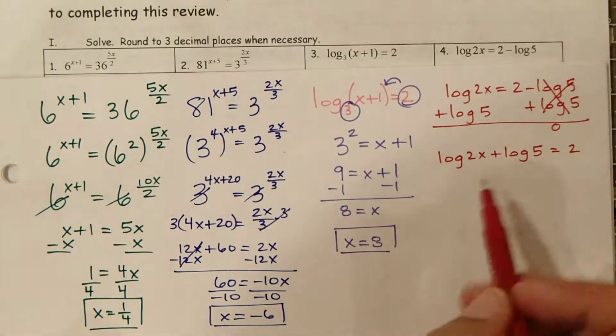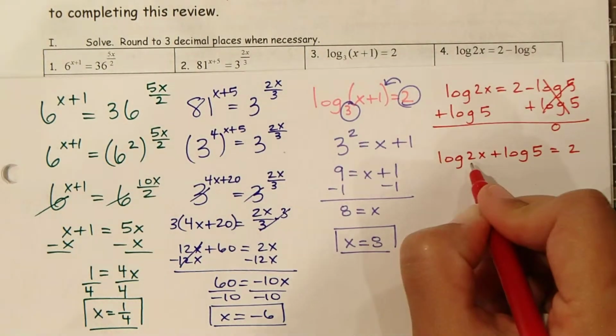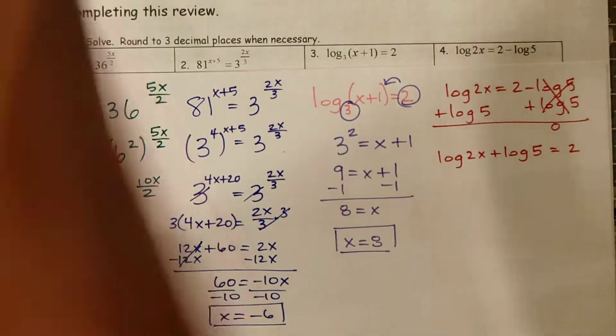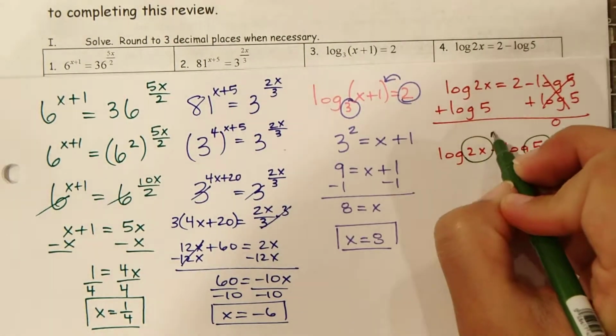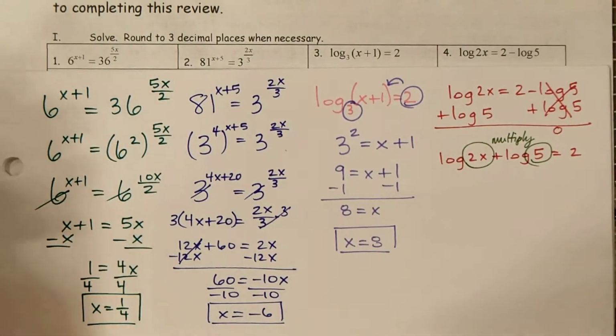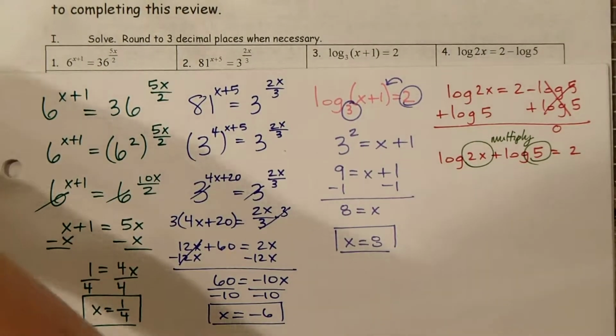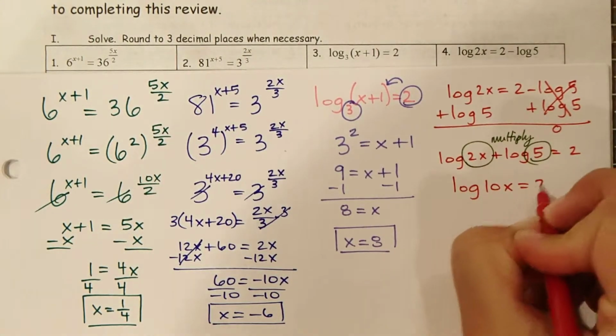Okay. So the rules for logarithms, when you have addition between logs, this is the same as multiplying the terms with the log. So we're going to multiply those two terms. So we're going to get a combined log now. So we're going to have log 10x equals 2.